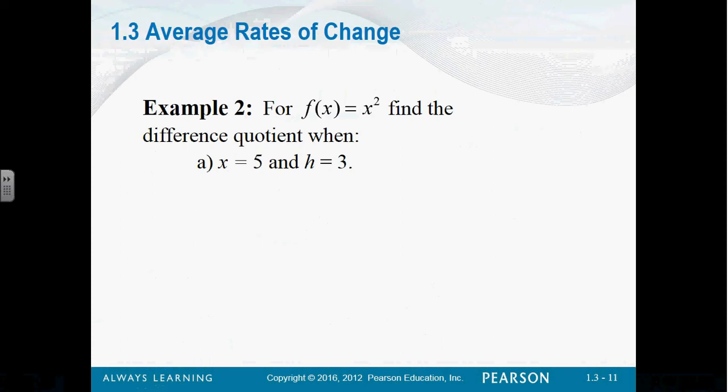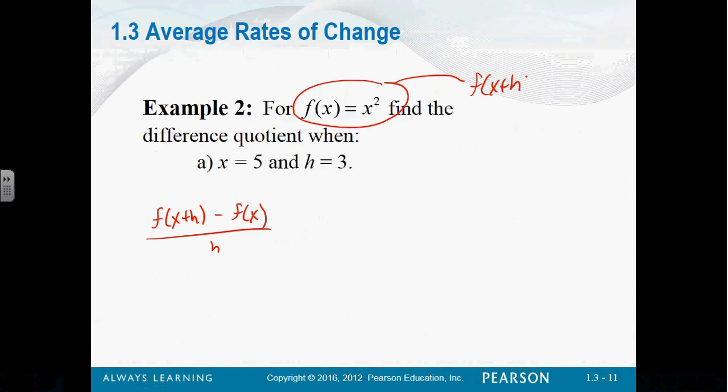All right. So, for f of x equals x squared, find the difference quotient when x equals 5 and h equals 3. So how are we going to do this? Well, let's just do the difference quotient, right? f of x plus h minus f of x over h. So f of x plus h just means we're going to take f of x and plug x plus h anywhere there's an x. So that's x plus h squared, which if we fold that out, gives us x squared plus 2xh plus h squared.